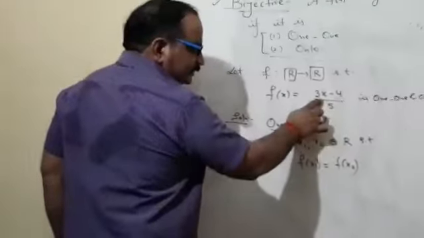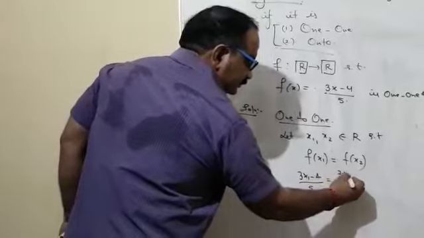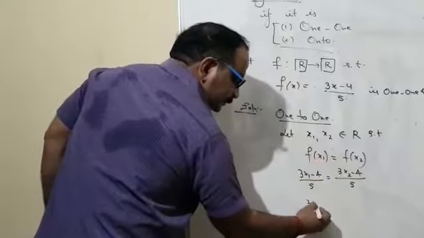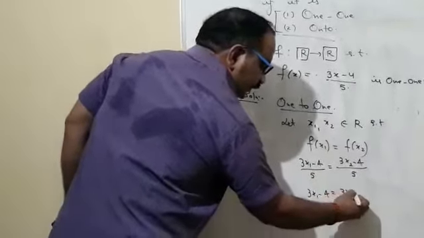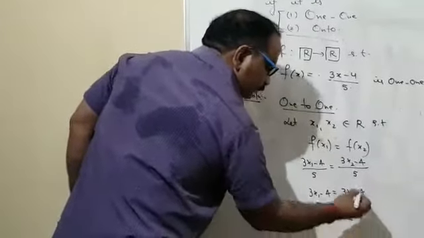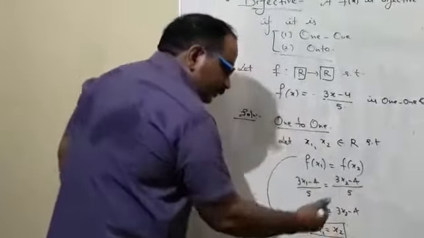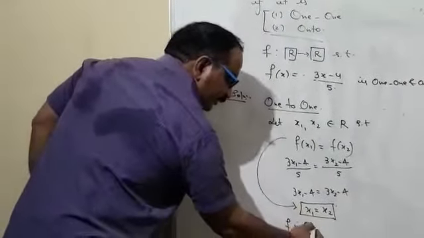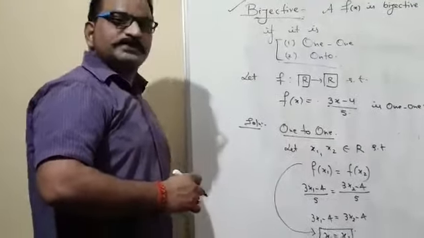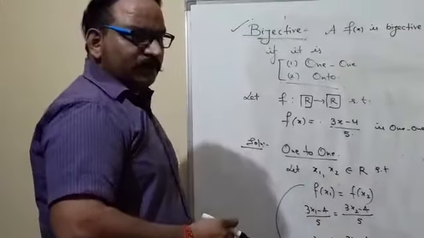After that, applying this in the function, I write (3x1 minus 4) upon 5 equals (3x2 minus 4) upon 5. With a little simplification, 3x1 minus 4 equals 3x2 minus 4, and it is solved out: x1 equals x2. So see, the images were the same, now the elements are the same. On that basis, I can declare f is a one-to-one mapping, or one-to-one function, or one-to-one correspondence. That is the simplest method to prove the function is one-to-one.